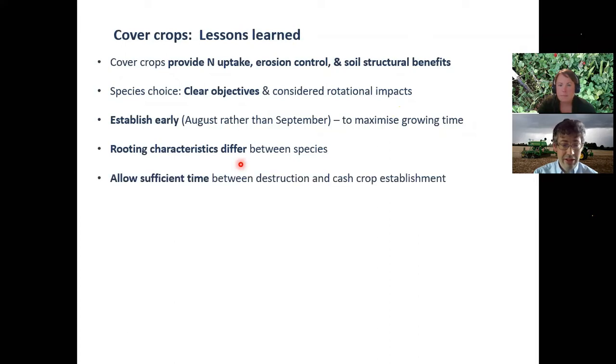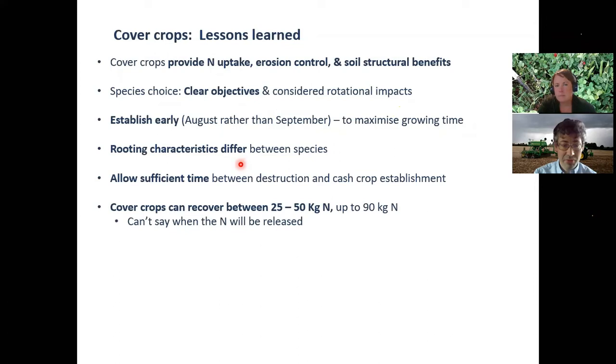There. As I mentioned, there are different characteristics of rooting between the cover crop species. One of the important things, and I think we'll cover this in some of the questions today, so I won't go into it too much, is to allow sufficient time between destruction of the cover and cash crop establishment, particularly for the spring sown crops on heavy soils. A narrow window between them really is a recipe for major challenges in terms of how the seedbed can be worked down.